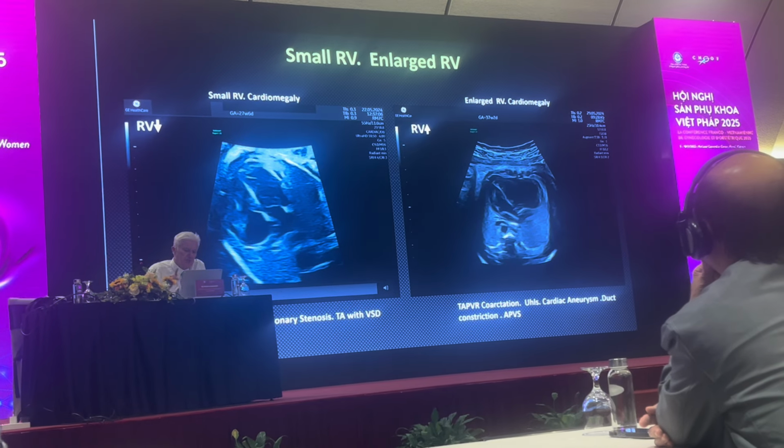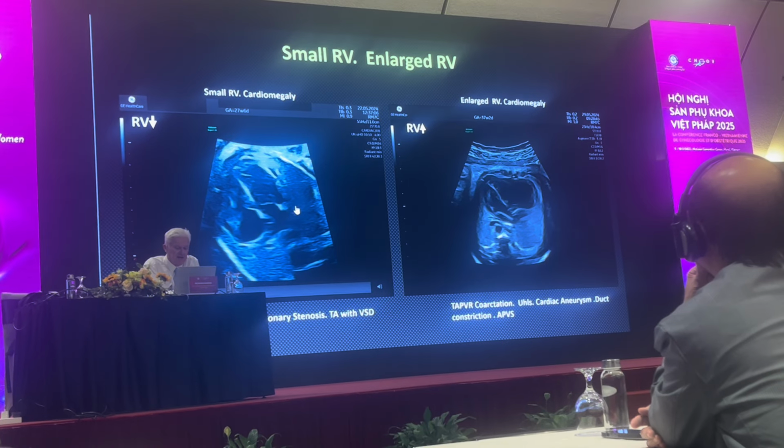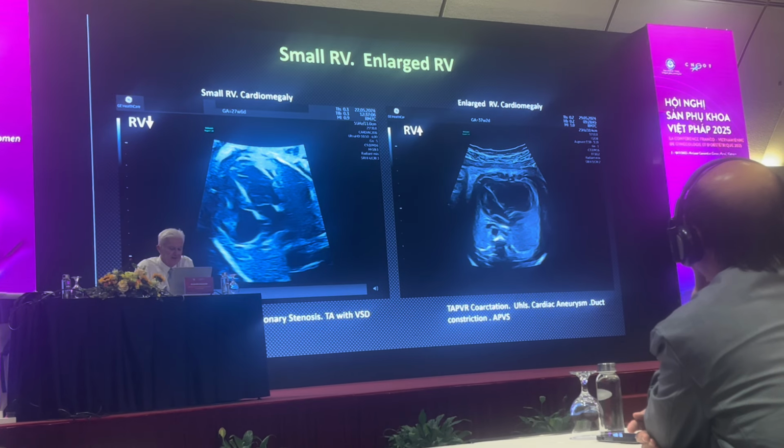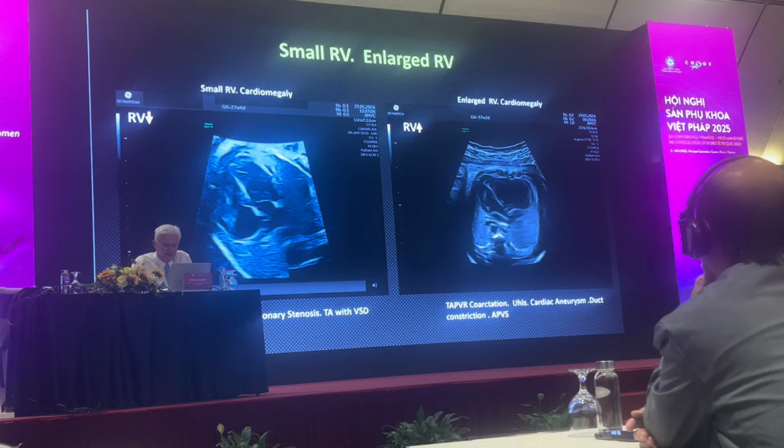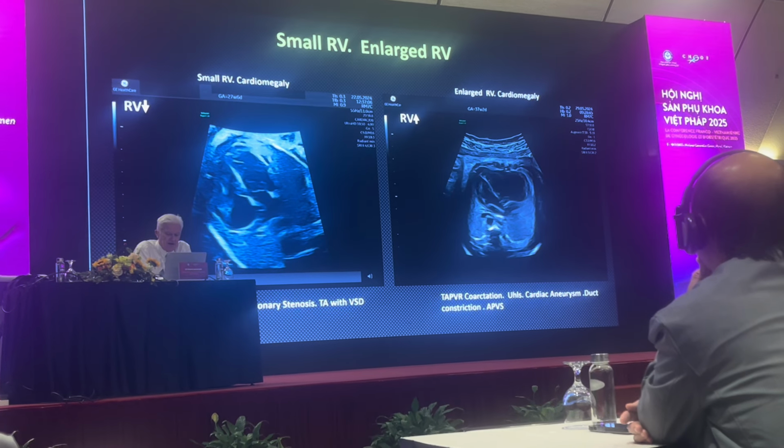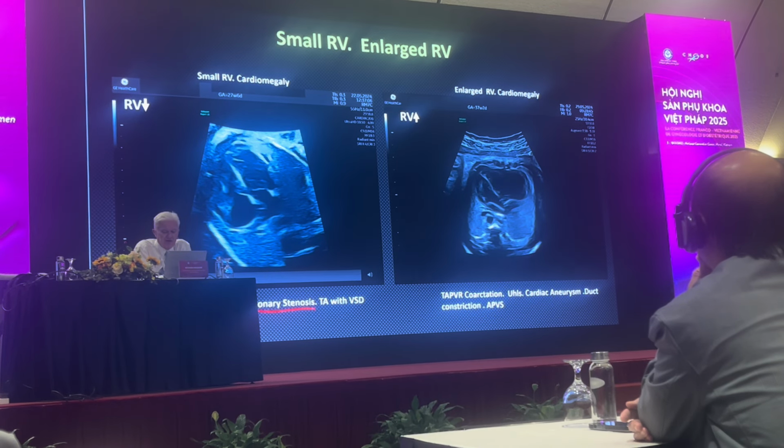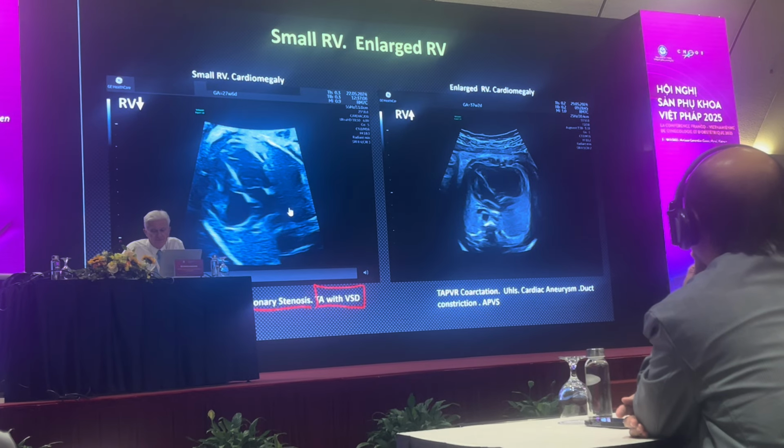This is the baby with pulmonary atresia with intact ventricular septum. Sometimes that can be a difficult diagnosis. The other possibility is critical aortic stenosis or tricuspid atresia with VSD.